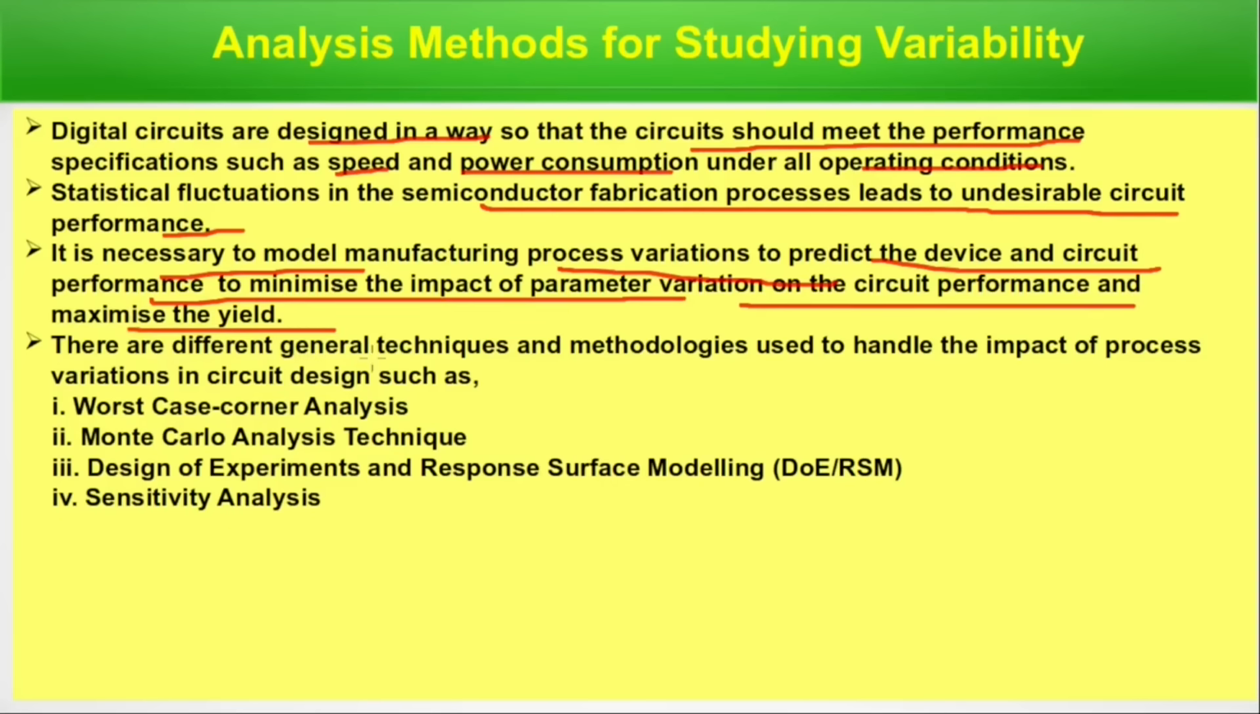There are different general techniques and methodologies used to handle the impact of process variation. One is worst case corner analysis, Monte Carlo analysis, design of experiments and response surface modeling, and sensitivity analysis. These are standard methods used to analyze the variability. It's really important. If we do not understand it, model it and try to minimize it, we can never maximize the yield. We always try to minimize the variability and maximize the yield.